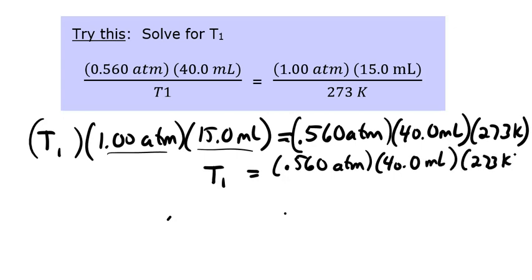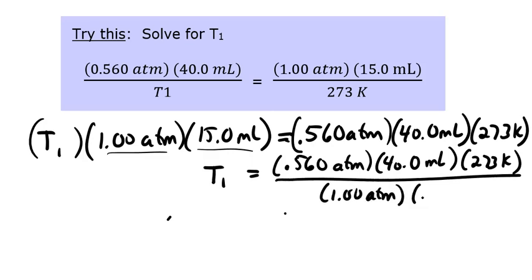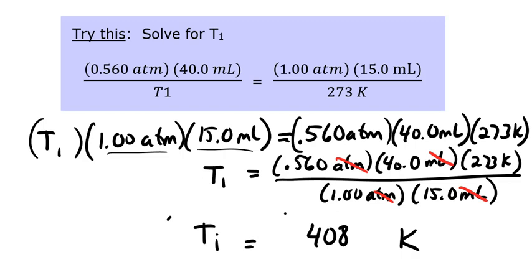So I recopied the top. The bottom is going to be what's on the left. And let's start canceling units. ATMs cancel, milliliters cancel. I'm left with kelvins, which is a temperature. So I'll put that down. Do the math, multiply all the tops, divide by the one bottom, divide by the other bottom, and I think you'll find that it is 408 Kelvin is what our T1 will be.